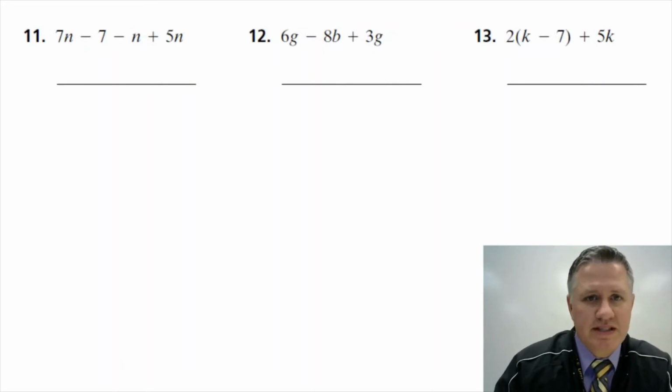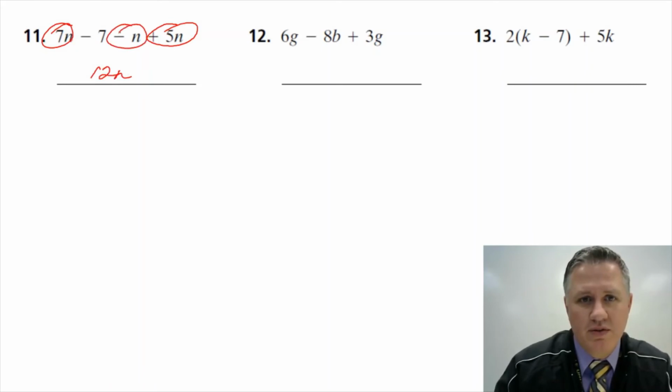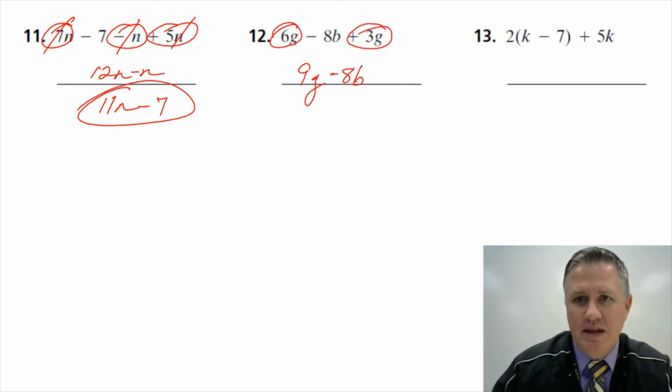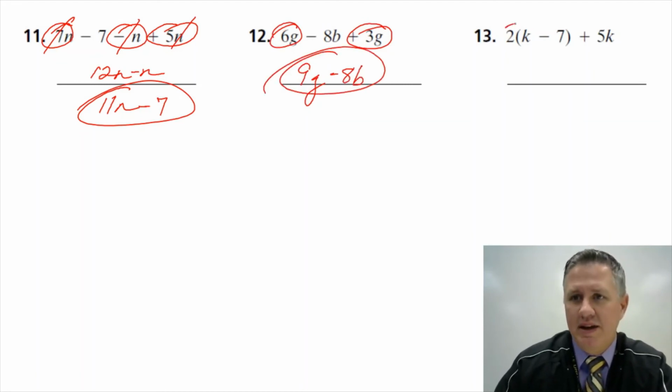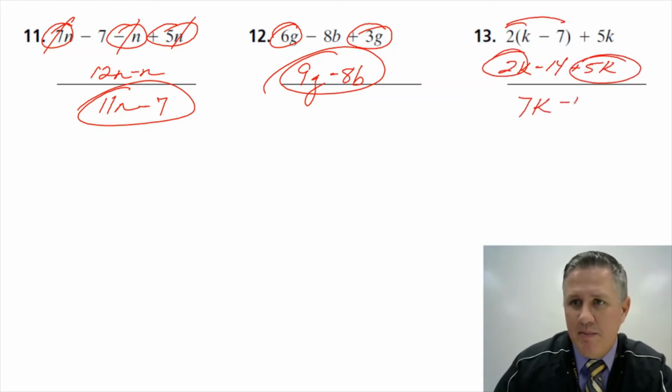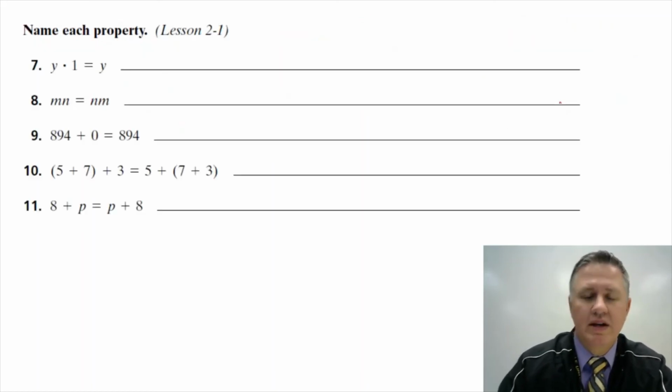The final 3 problems in this section, combine like terms. 7 n's and 5 n's make 12 n's. Ooh, and don't forget about that n. What's 12n minus n? That's 11n, right? So now all the n's are gone. Bring down minus 7. So 11n minus 7. My like terms are the g's. 6g plus 3g is 9g minus 8b. There we go. And here we go. Distributing 2k minus 14 after you distribute, plus those 5k's, you get 7k's minus 14. There we go.